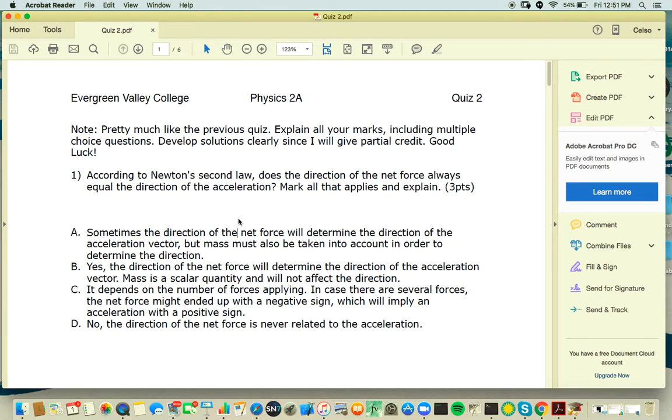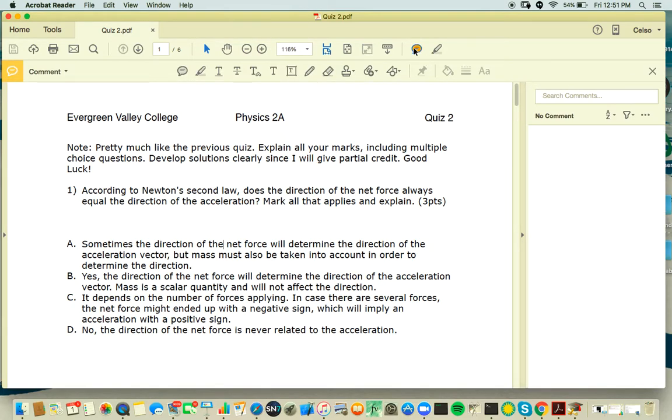So let's go through quiz number 2. So let me bring this in. And that one. Okay, so according to Newton's second law, remember that one? Sum of forces equals ma. And this is the net one. So according to Newton's second law, does the direction of the net force always equal the direction of the acceleration?